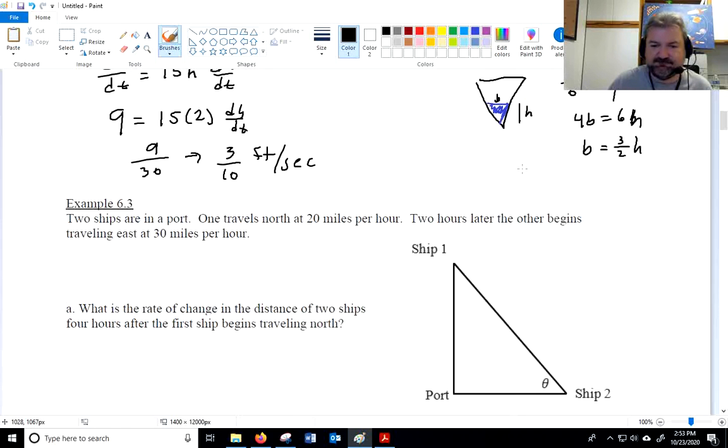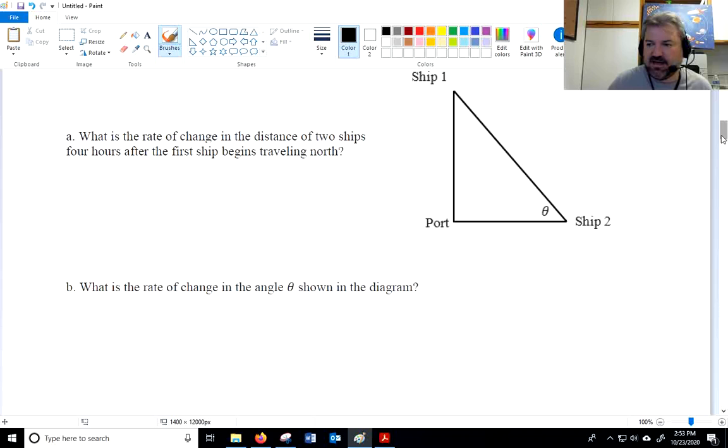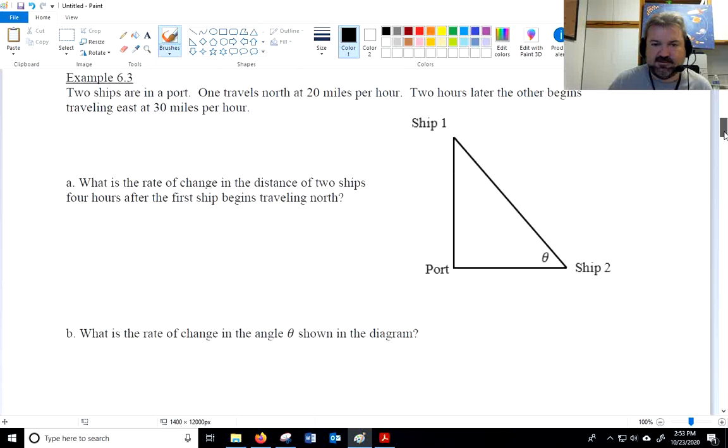All right, let's do another one. 2 ships are at port. One travels north at 20 miles per hour. 2 hours later, the other begins traveling east at 30 miles per hour.